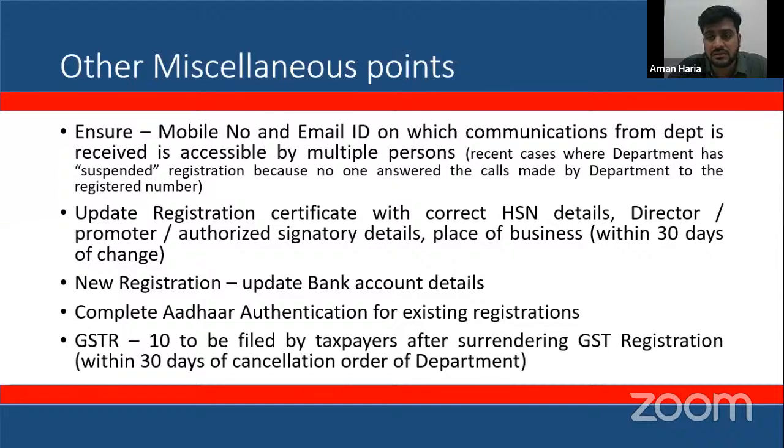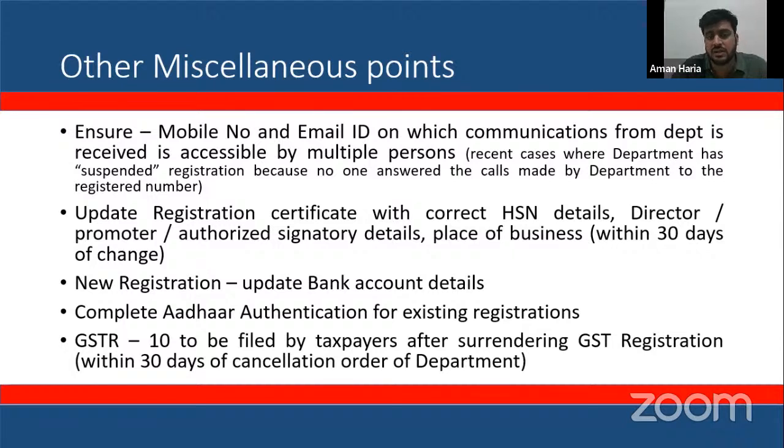So what is happening is any communication from the department which has been sent on those mobile numbers or email IDs is not being answered or replied to, and that is being missed by the organization themselves as well. So probably what an organization can opt for is to give a group ID, for example gst@xyzorganization.com or whatever their email IDs are.